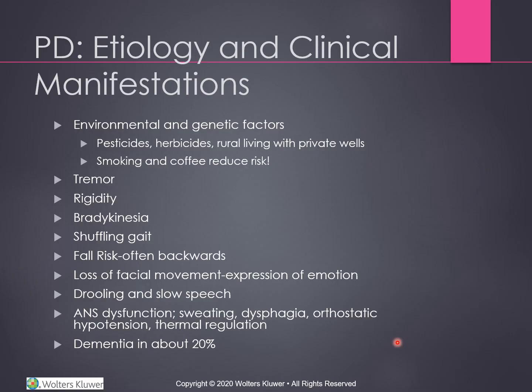A very common clinical manifestation we see in PD is orthostatic hypotension, again, because of the loss of that autonomic control. And so it also adds to that significantly increased risk of falling in these patients. And PD patients can also lose things like thermal regulation, so inability to control their body temperature. Dementia also occurs in about 20% of people with Parkinson's disease, so is also a significant clinical manifestation.